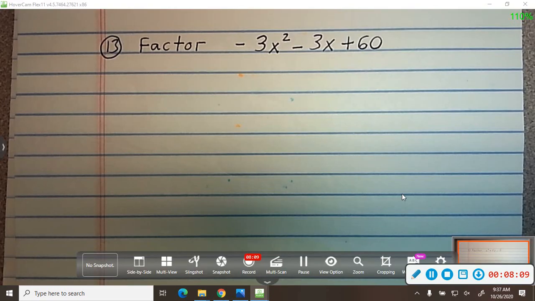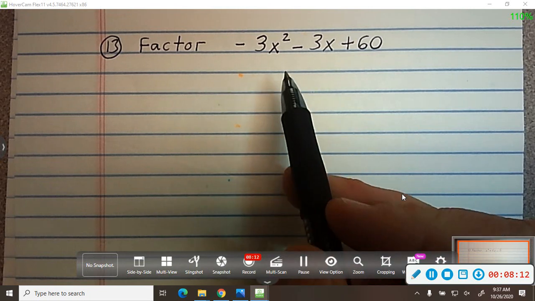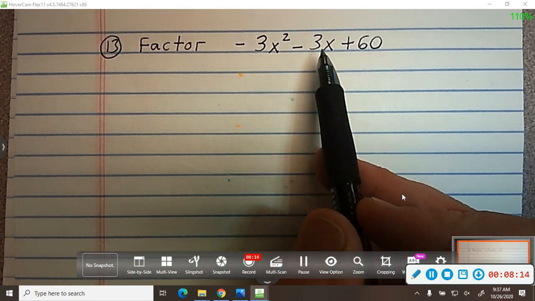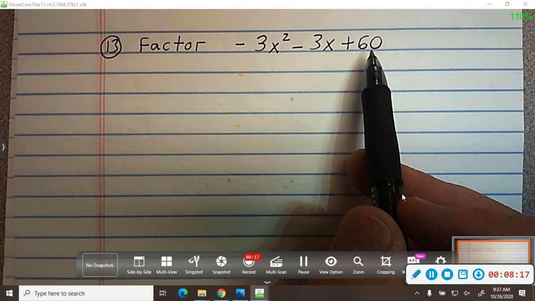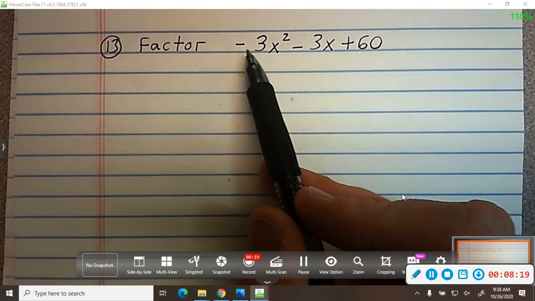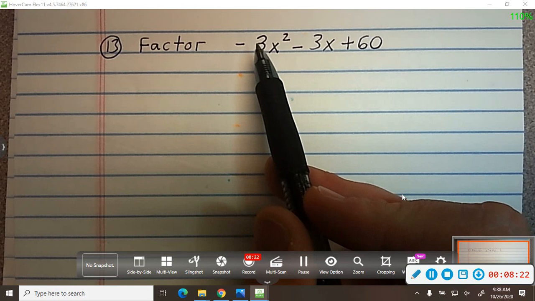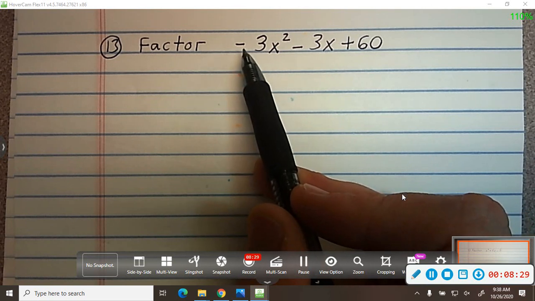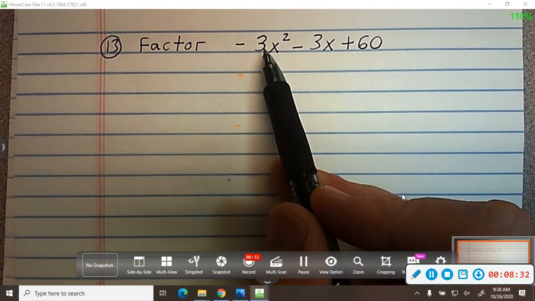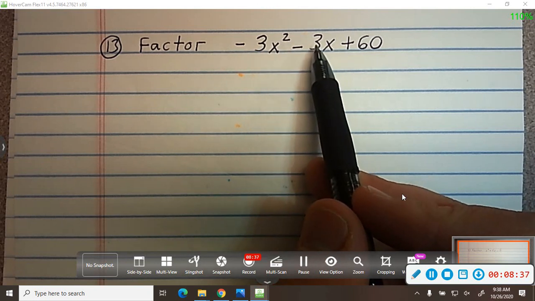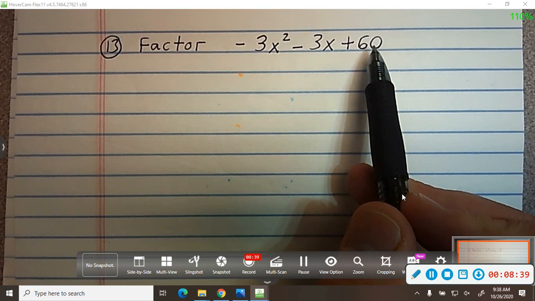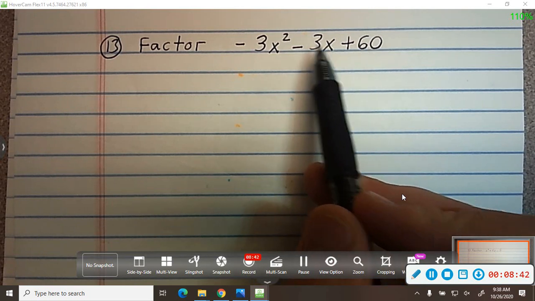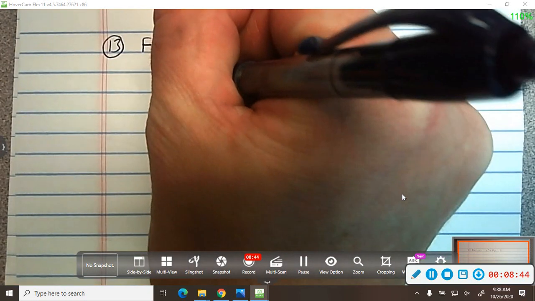Okay, number 13. Again, I'm going to count. I have 1, 2, 3 terms. It's a trinomial. However, the first term is negative. We don't like that, so we're going to get rid of the negative. And also we have a 3. So I am going to not only take out a negative, I am going to take out a 3, because 3 goes into 3, 3 goes into 3, 3 goes into 60. 3 times 20 is 60. So what I'm going to do first is factor out a negative 3.